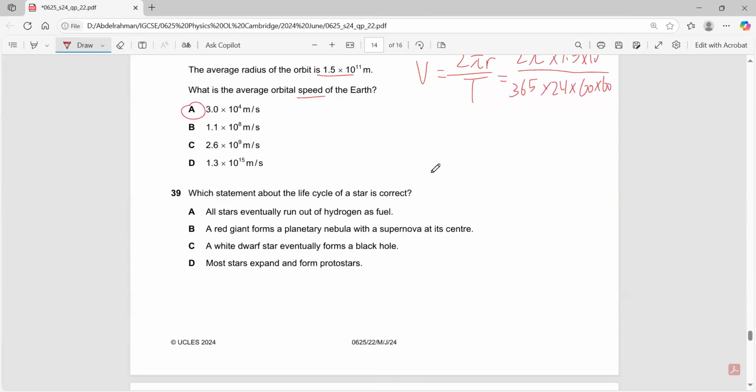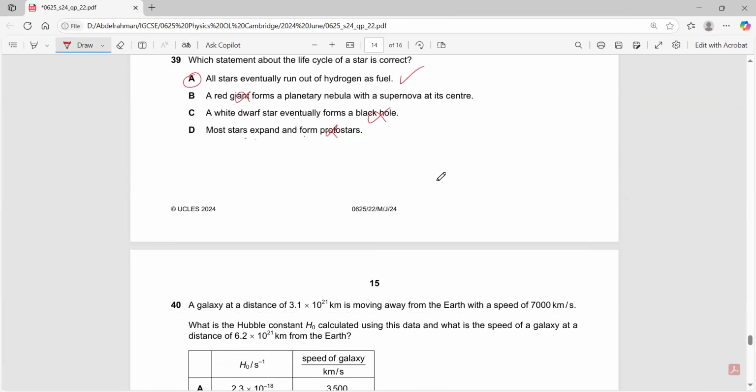Which statement about the life cycle of the star is correct? This is an easy answer, to be honest. All stars eventually run out of hydrogen as fuel, which is correct. Yes, they all run out of hydrogen. A red giant forms a planetary nebula? No, this is not a super red giant, right? A white dwarf eventually forms a black hole? No, it does not. Most stars expand and form protostars? No, they do not form protostars. They form red giants or red supergiants.